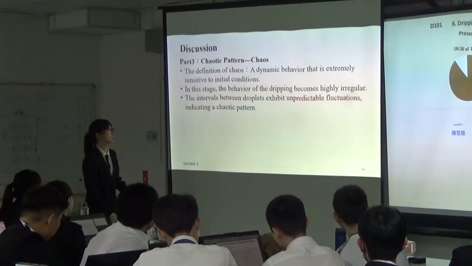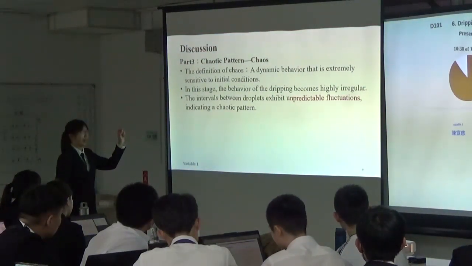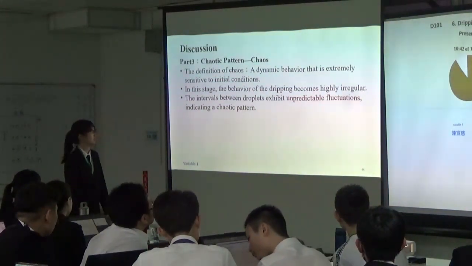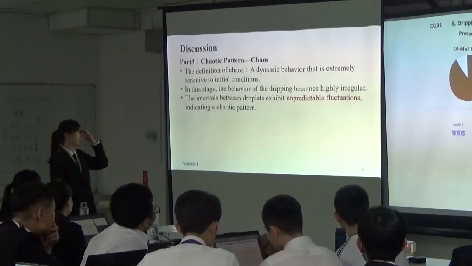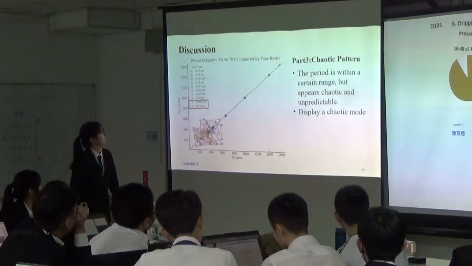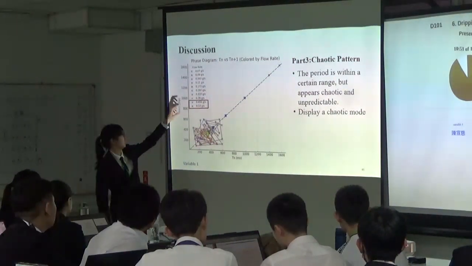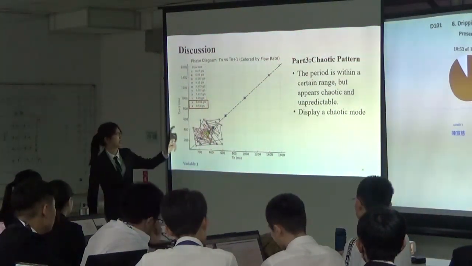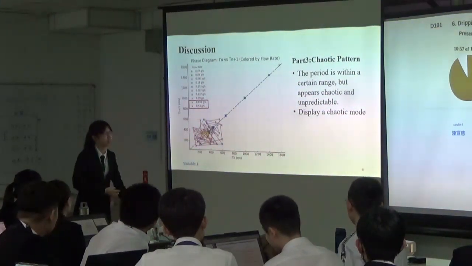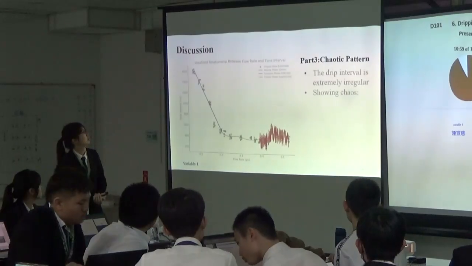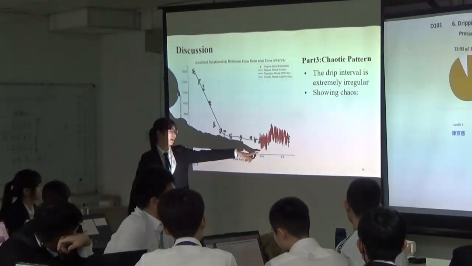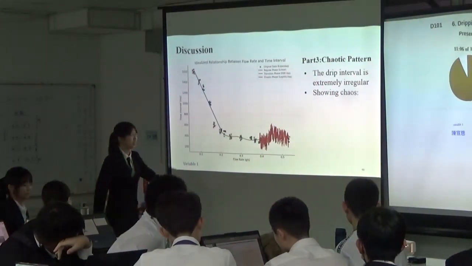For part 3, which is the chaotic pattern, this is the final stage of our experiment. The definition of chaos is a dynamic behavior that is extremely sensitive to the initial conditions. Here, the dripping time intervals become highly irregular and very hard to predict. It is the orange one and the purple one. They look very scattered on this phase diagram, which means they are very chaotic. And when we look at this chart, it is the red line. It is very irregular and showing chaos.